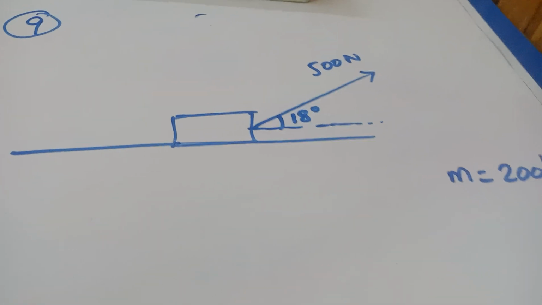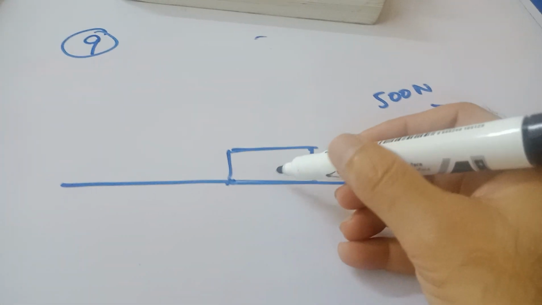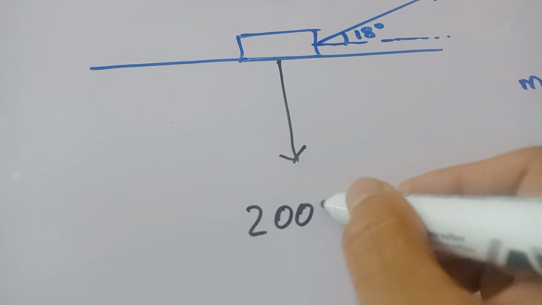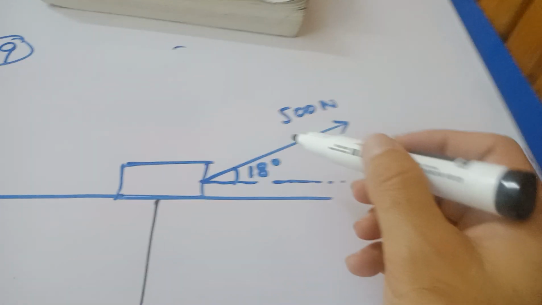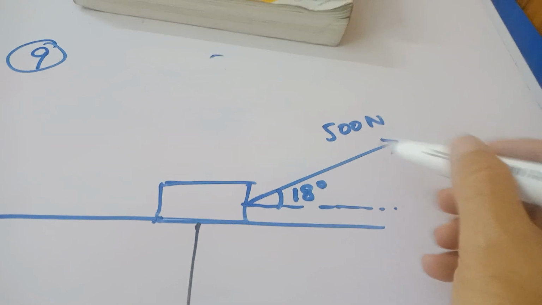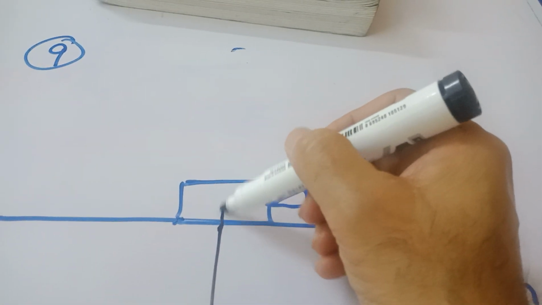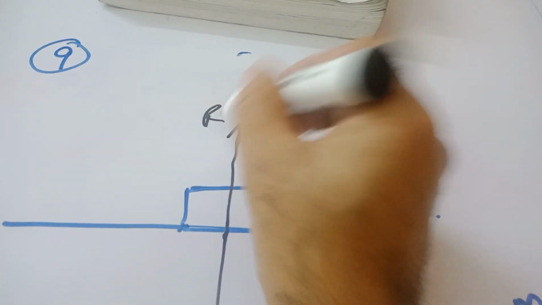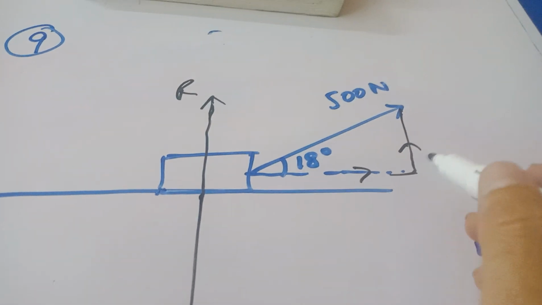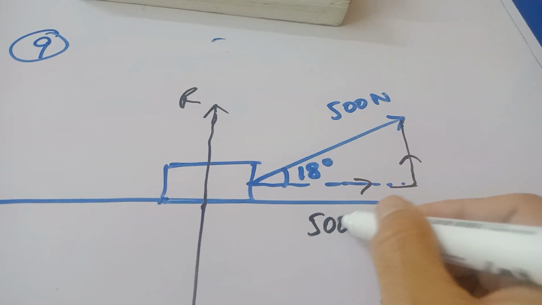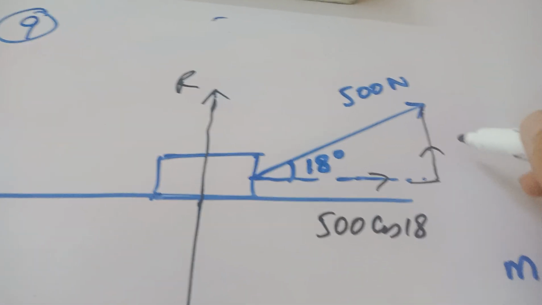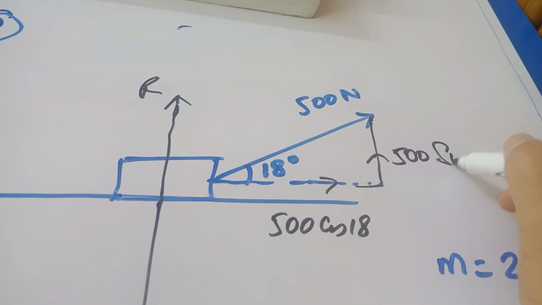Now let's show the weight first of all. The weight is going to be 2000 newtons. And the woman is pulling this, making this angle with the horizontal. So before I resolve this, I should show R over here. This is R. Now this one is being resolved like this: this is 500 cos 18, and this is 500 sine 18.